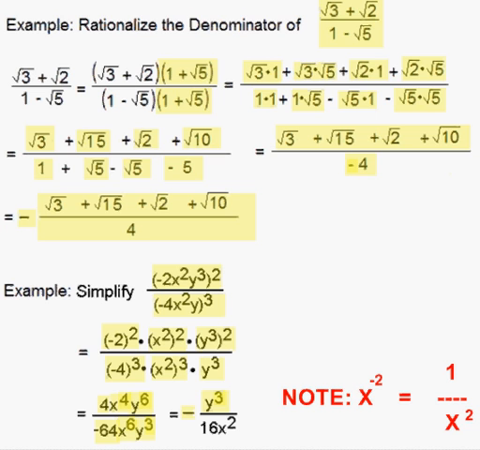And you can see I put up a note. X to the negative 2 is the same as 1 over x squared because that's the definition of a negative exponent. So really, x to the minus 2 becomes x squared in the denominator. So we end up with 16x squared in our denominator. So our final answer is negative y cubed over 16x squared.